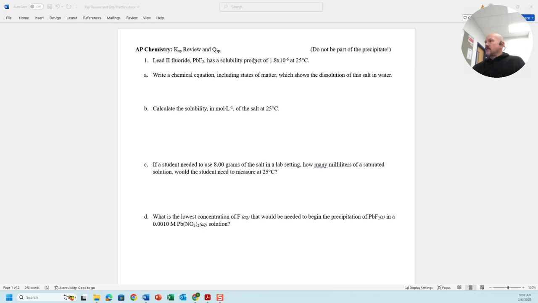Okay, so with these types of problems, the things you should be thinking about are figuring out the concentrations of the different ions when a solution is saturated. And remember, saturation means you're at equilibrium. And then also understanding when you will see a precipitate.